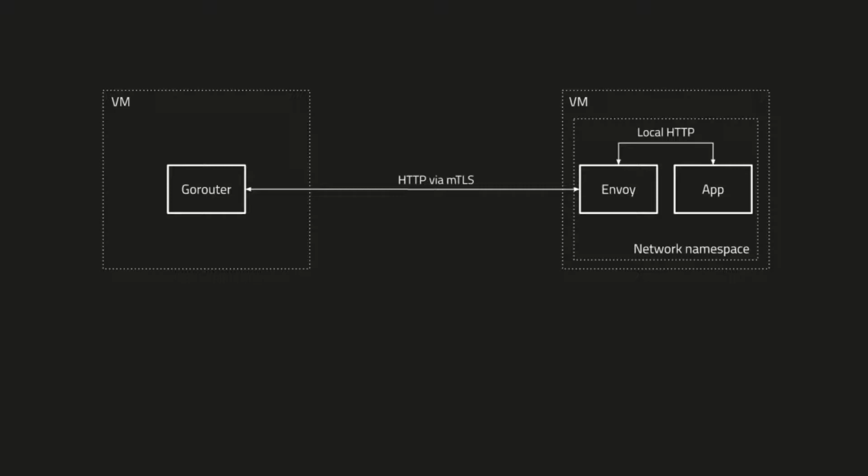In this case, it picks our Envoy sidecar. It opens a mutual TLS tunnel. It sends the HTTP request down the mutual TLS tunnel. Envoy accepts the HTTP request and forwards it over local HTTP in the network namespace to the application. The application responds to Envoy, which then sends the HTTP response back through the mutual TLS tunnel to GoRouter, which can then reply to the client.